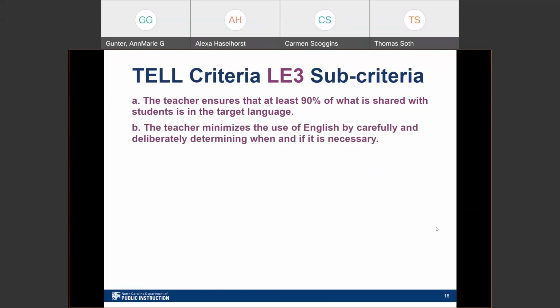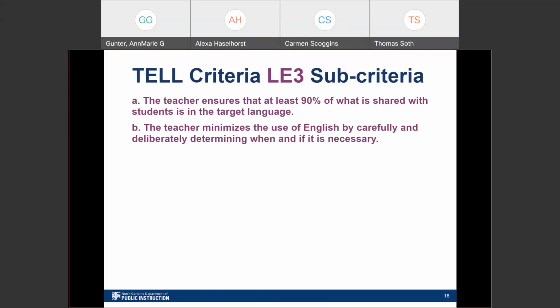B continues that by saying the teacher minimizes the use of English by carefully and deliberately determining when and if it is necessary. There are a number of world language teachers who believe it's never necessary to use English because their students have been taught the routines and so forth and are used to using the target language so that they don't even need to use English.